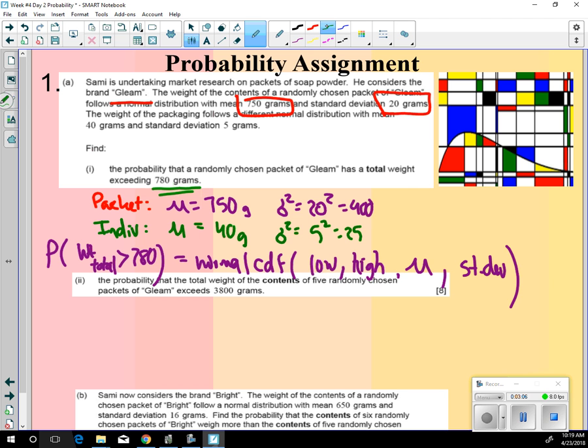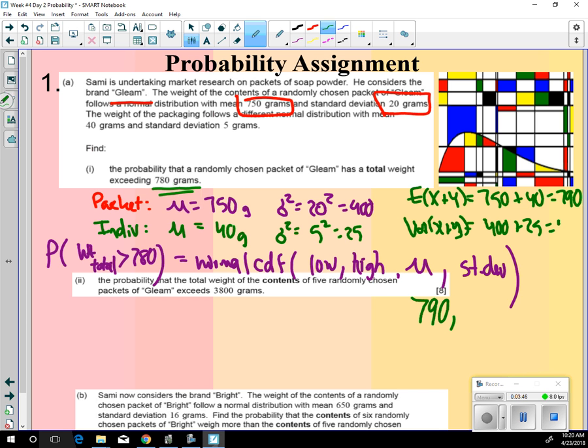So what we need to know is the expected value of the two of them, x plus y. The expected value of the two of them is just the sum, 750 plus 40, which is going to be 790. And that's what's going to go here, 790. The variance of x plus y is going to be the variance of the first one, which was 400, plus the variance of the second one, which is 25, which is 425.